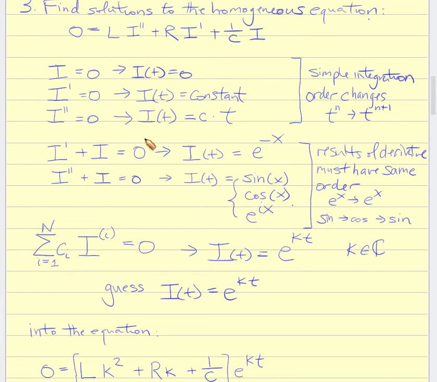So here, let's suppose that our function was just a simple one, I prime plus I, and that equals 0.